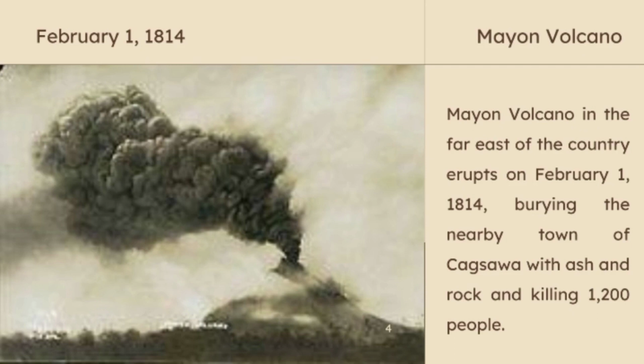the southern slopes of the volcano and killing at least 1,200 people. The deposits of the 1814 eruption are mainly distributed on the southern slopes of the volcano.